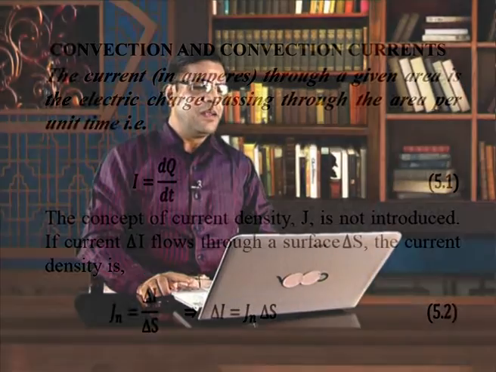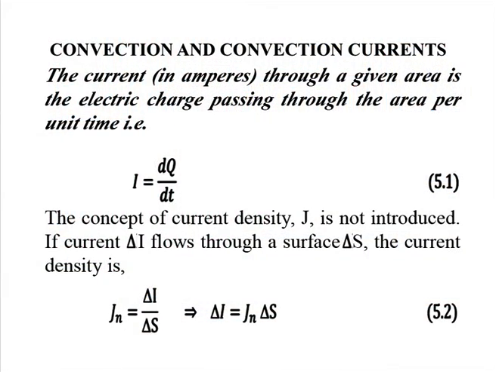Now coming to current and current density, we shall start with convection and conduction currents. In the previous section, we had talked about potential, and today we will talk about the second important parameter in electrical engineering, which is current. The current through a given area is the electric charge passing through the area per unit time, that is I is equal to dq by dt.